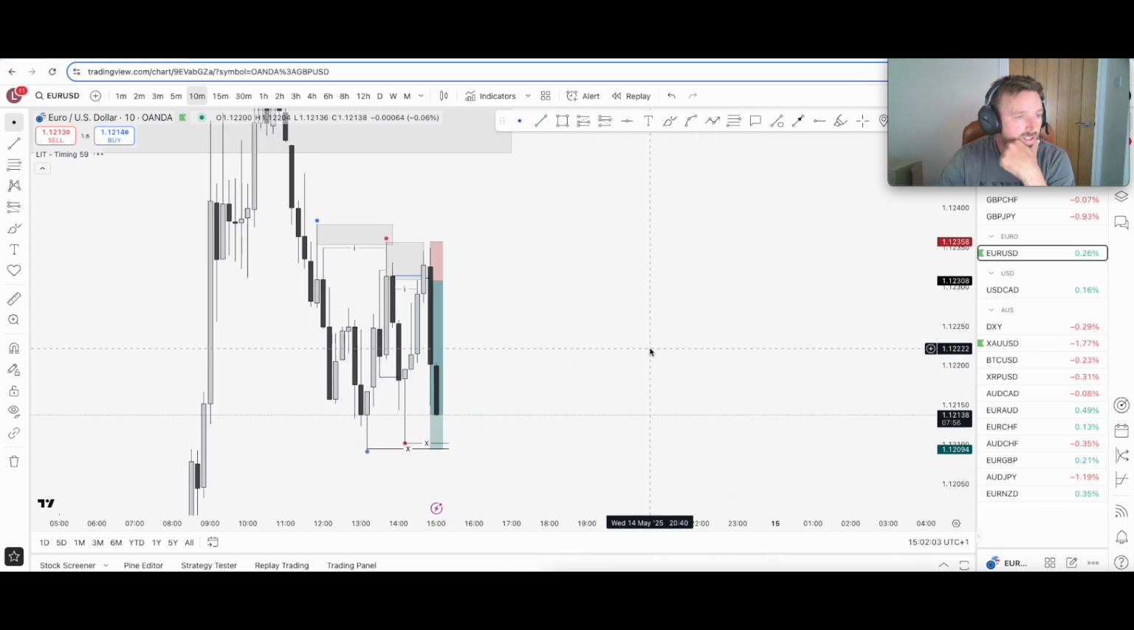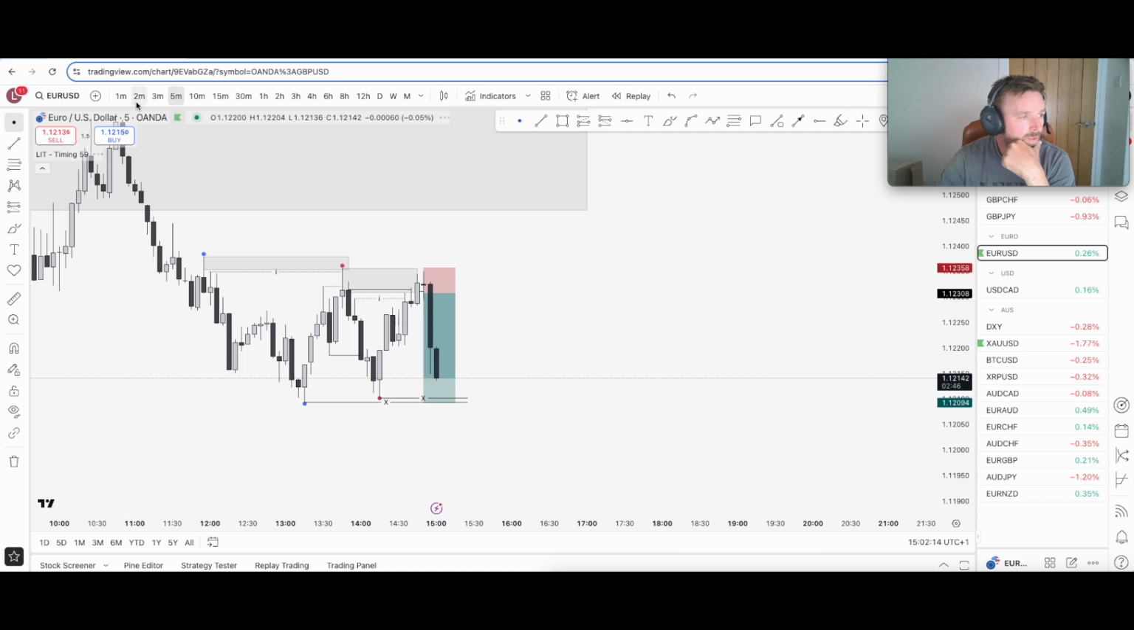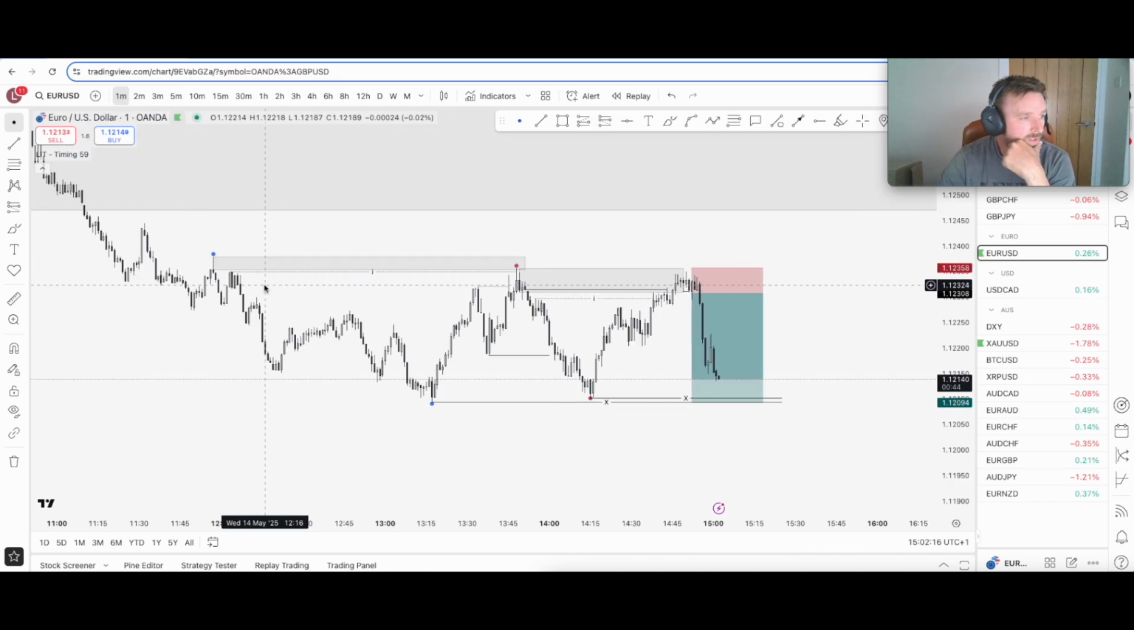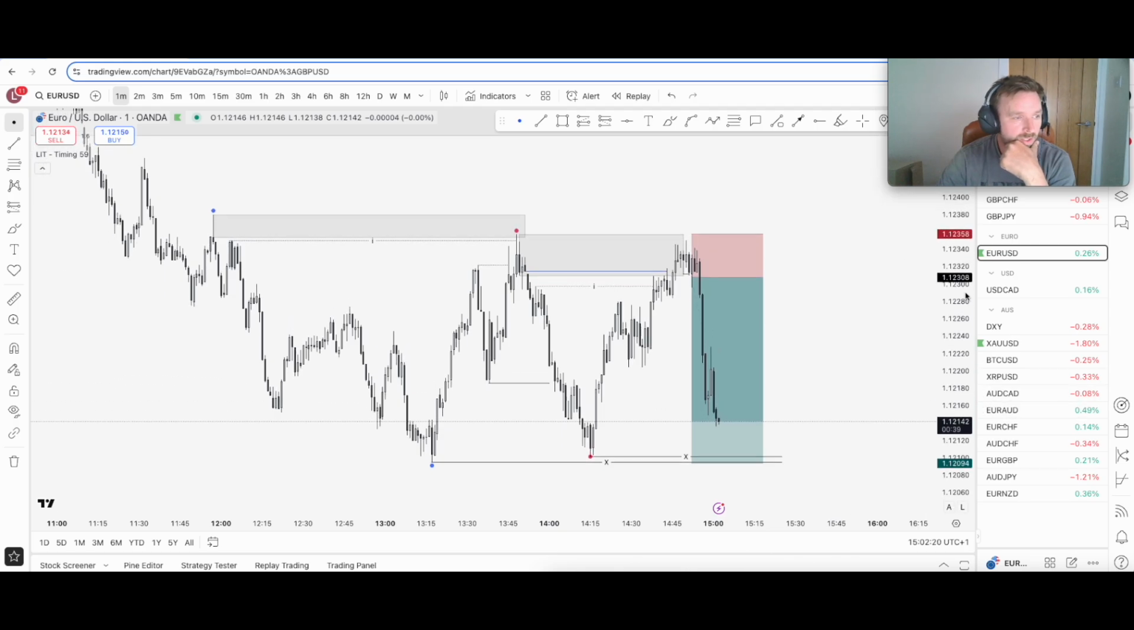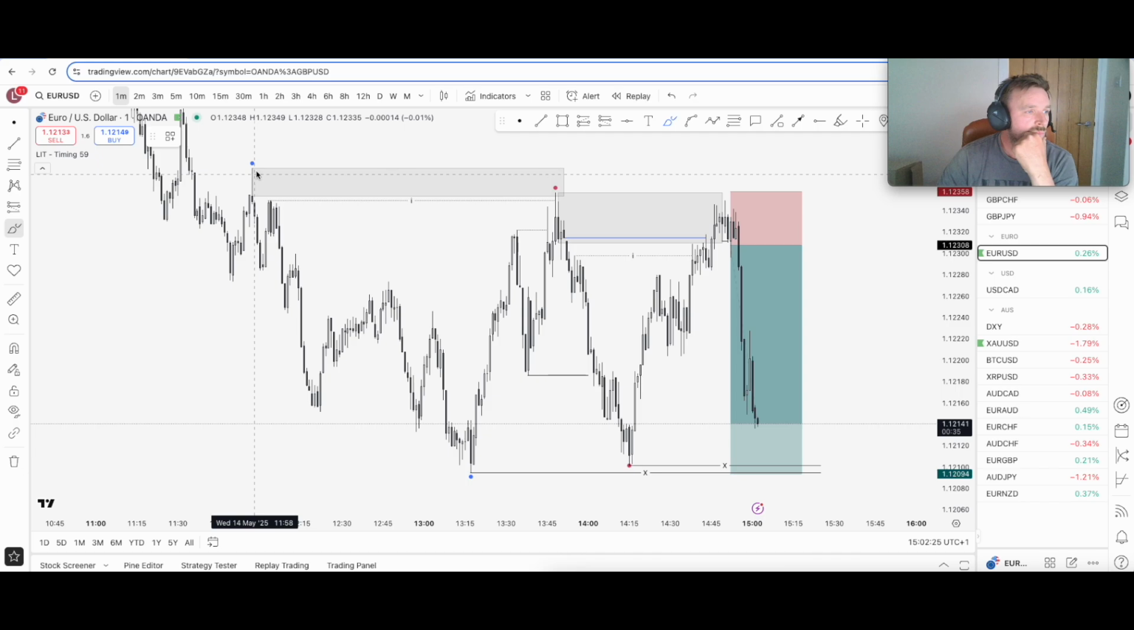Well, this is the high that came in to mitigate this. So this was the last strong high. We pushed down. One second, let me just make this bigger. Yeah, this was the high that came in to mitigate this higher time frame block.